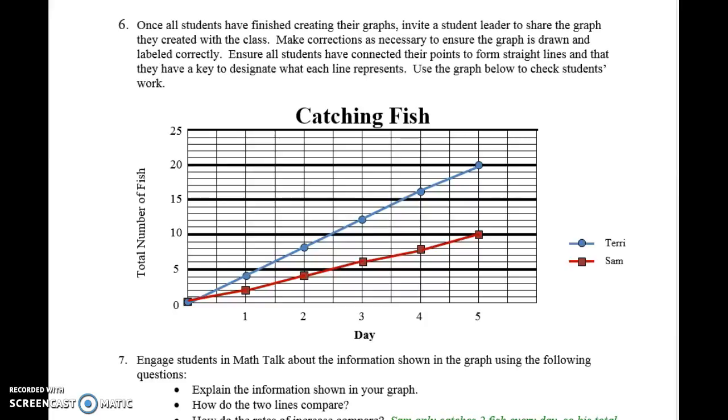Okay. So she's saying that on day 1, Terry's number is 2 times greater. Is 4 2 times greater than 2? Yes. So that would be accurate. Let's look at day 4. Here we see that Sam is at 8, right?